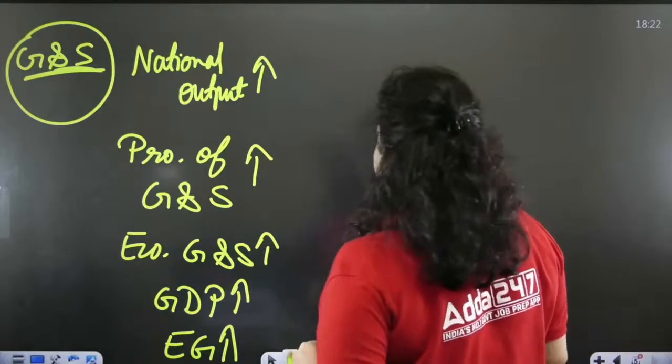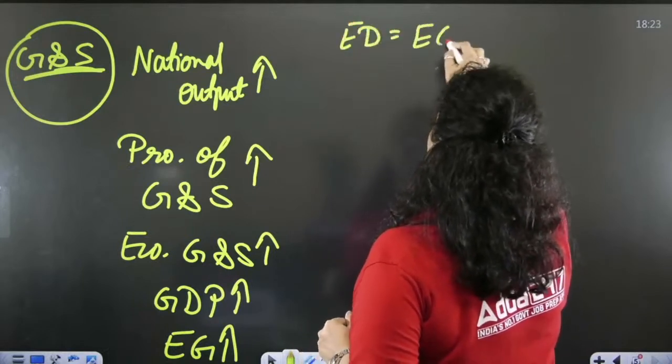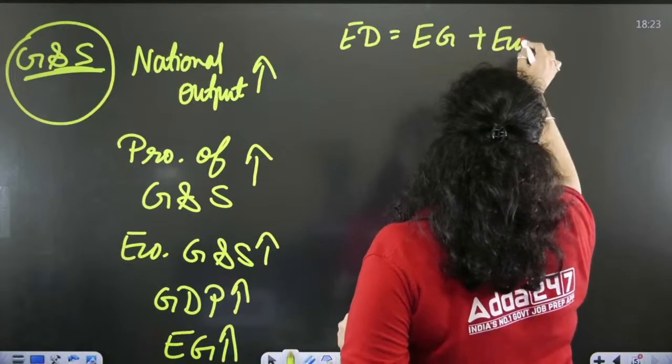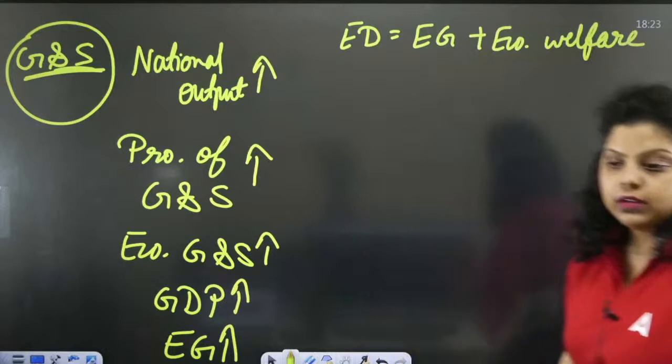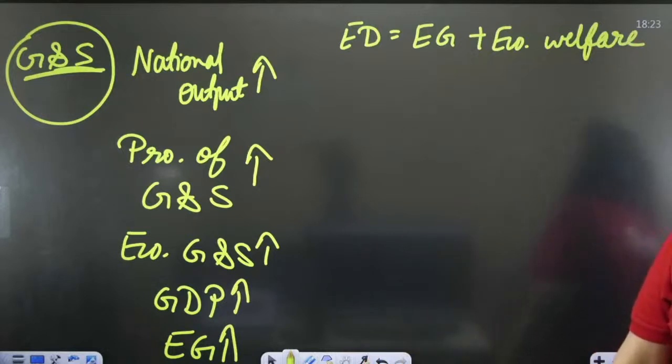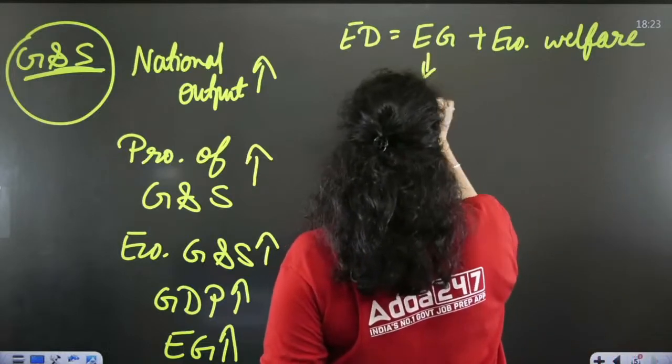What is economic development? Economic development we define as economic growth plus economic welfare. This is how we define economic development, right? So now let's talk about what is economic development and what is economic growth. First of all, economic growth means your production is increasing.